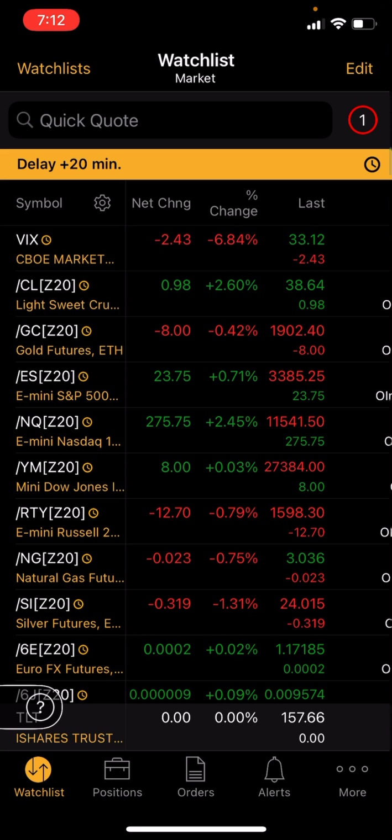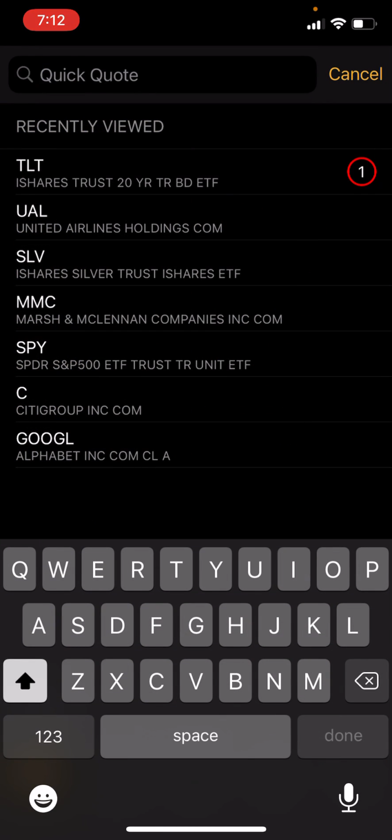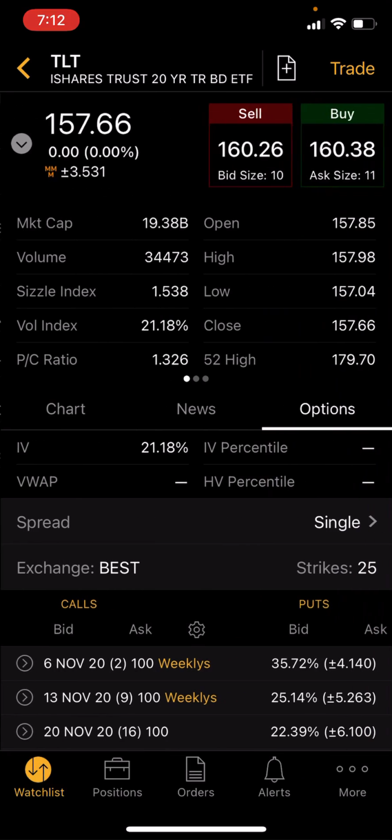But anyway, so I'm in the iPhone ThinkOrSwim app right now. And what I'm going to do is I'm on my watch list, right? I want to go to this quick quote area at the top of the screen. I'm going to tap that and I'm going to hit TLT. I've already done this, right? So I'm going to hit TLT.